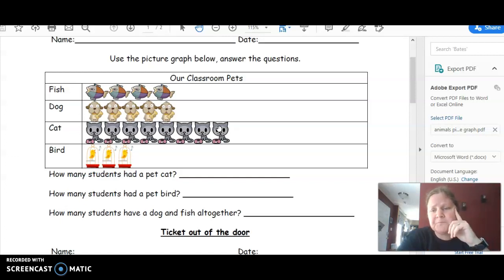Which one's more? Yeah, cats. Look how many pictures of cats versus how many pictures of birds. The cat row goes all the way out here, and the bird row only goes here. So just by looking, I don't even have to count. I can see with my eyes that the cat row is so much longer than the bird row. So there must be more cats.